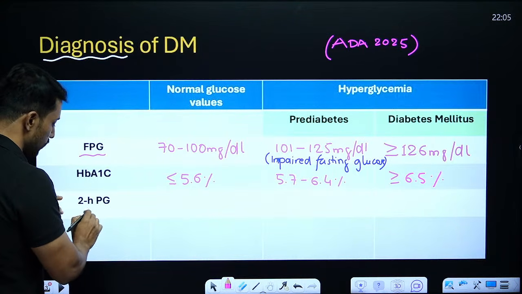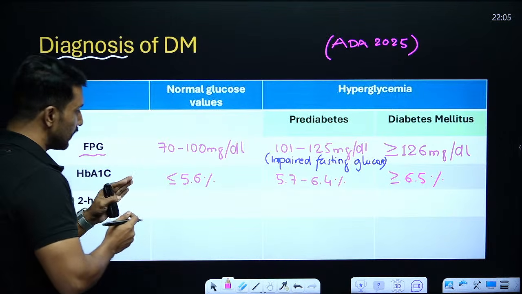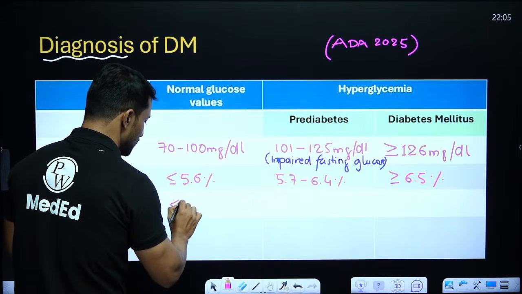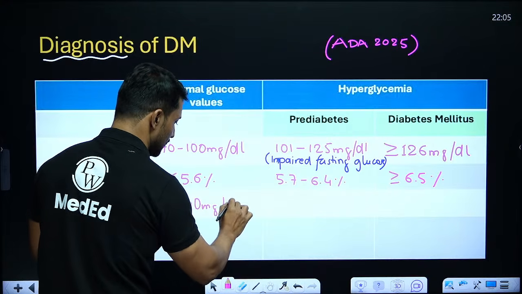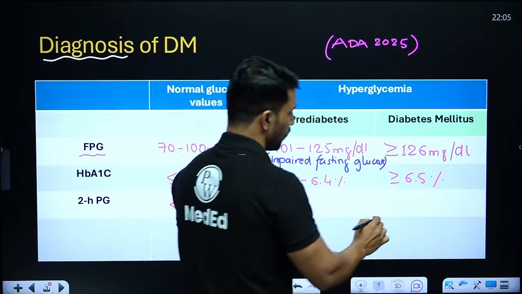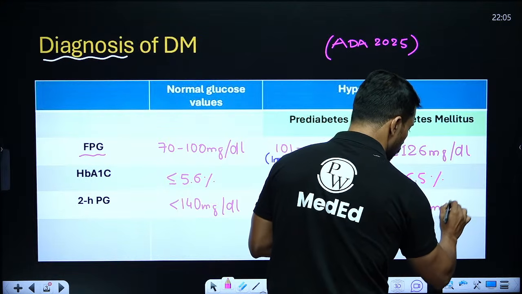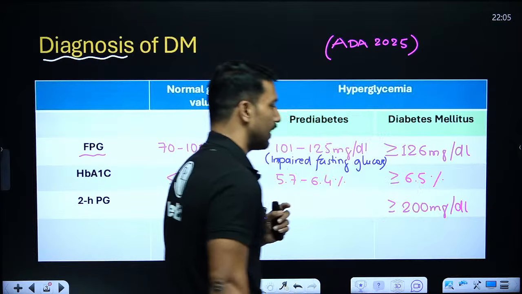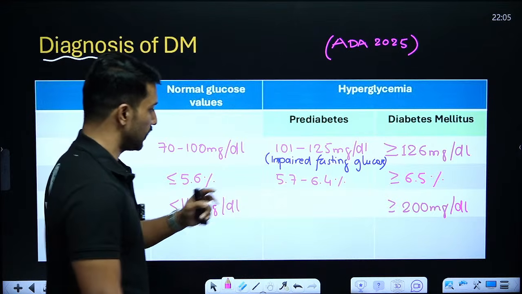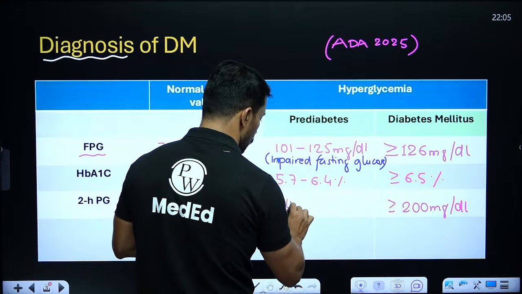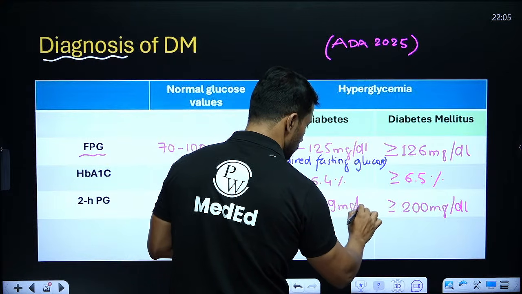So 2 hours after taking a meal, 2-hour postprandial glucose, the normal value is supposed to be less than 140 milligrams per deciliter. But if it is more than or equal to 200 milligrams per deciliter, we will call that individual as having diabetes. And the values in between, that is 141 to 199, that is like 140 to 199 milligrams per deciliter.